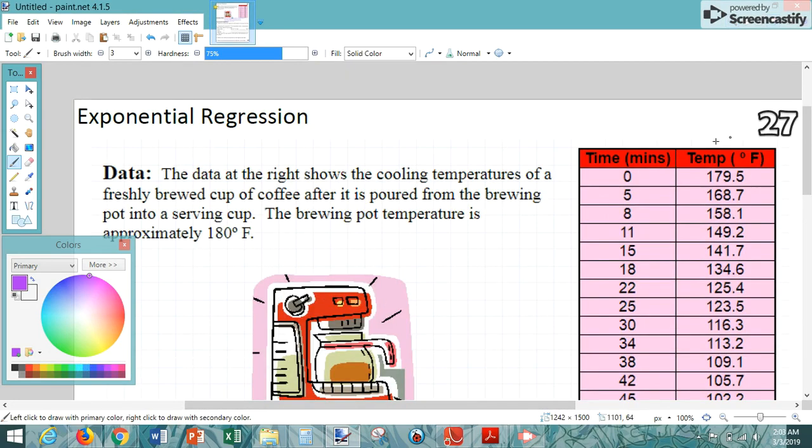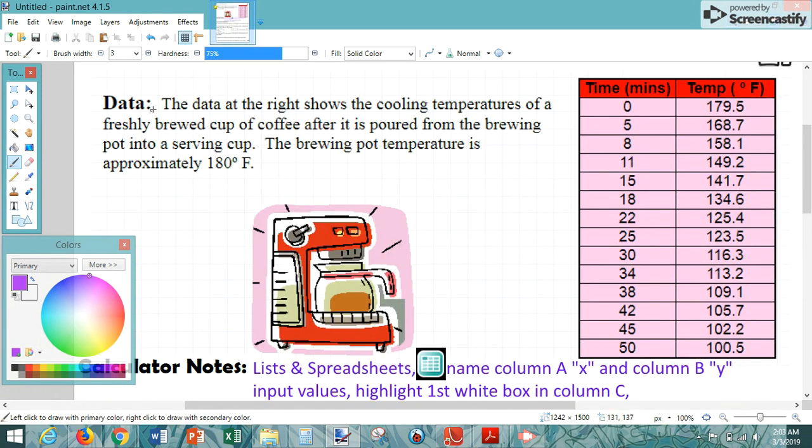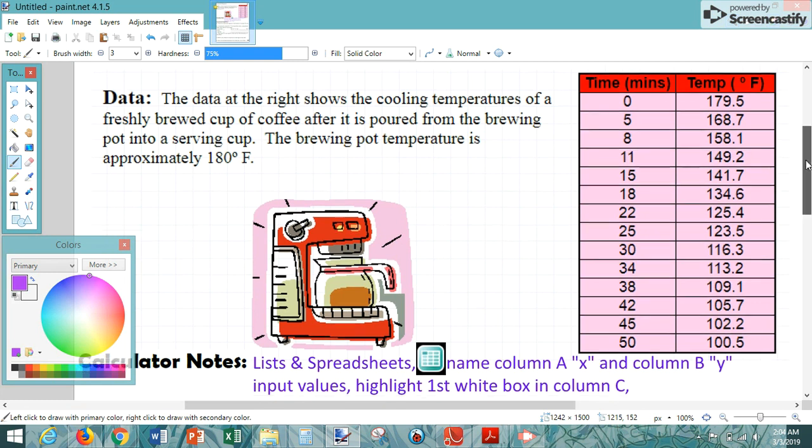We're on page 27 of our Exponents Manual, Exponential Regression. Data. The data at the right shows the cooling temperatures of a freshly brewed cup of coffee after it is poured from the brewing pot into a serving cup. The brewing pot temperature is approximately 180 degrees Fahrenheit. So right here we have our table with the time in minutes and the temperature in degrees Fahrenheit.